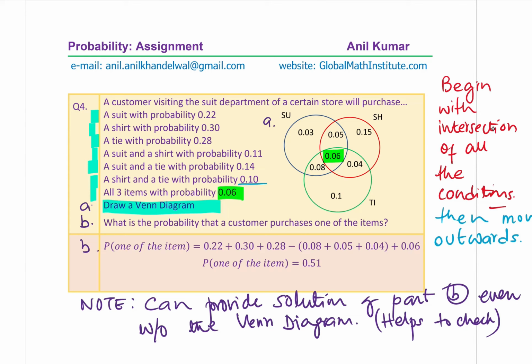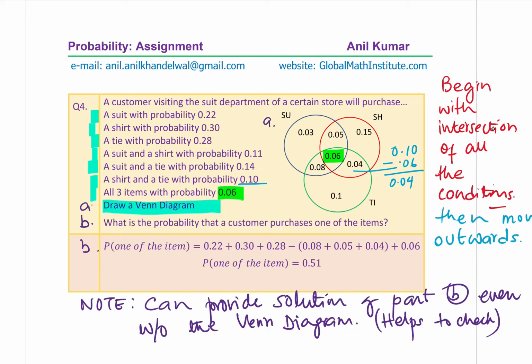So now when you do that, the shirt and a tie with probability of 0.10. So shirt and a tie. So three circles representing suit, shirt, and the tie. And this is the intersection of shirt and the tie. So which is 0.10. Take away what is common to all, right? 0.06. And when you do that, you get 0.04 as your answer. So that is how you have to do it, correct?